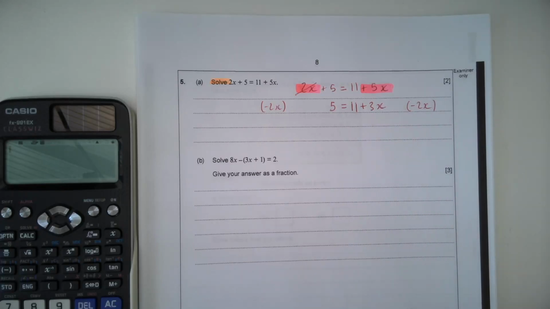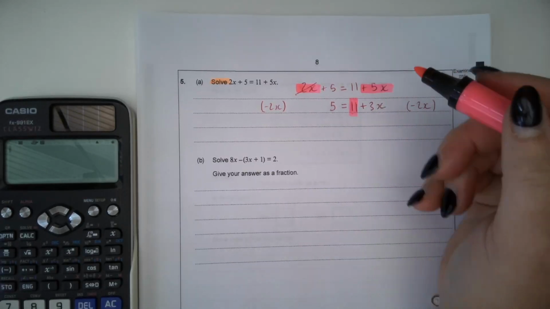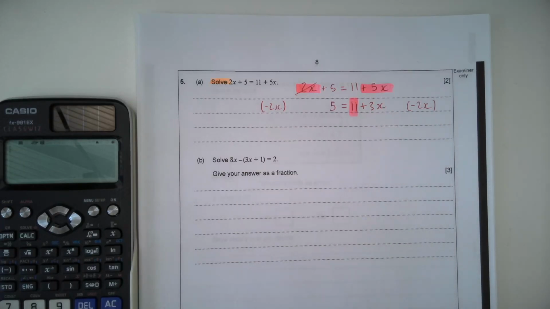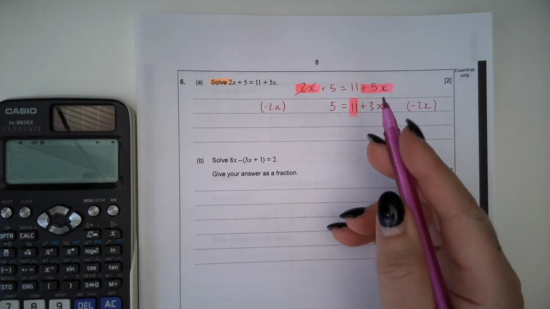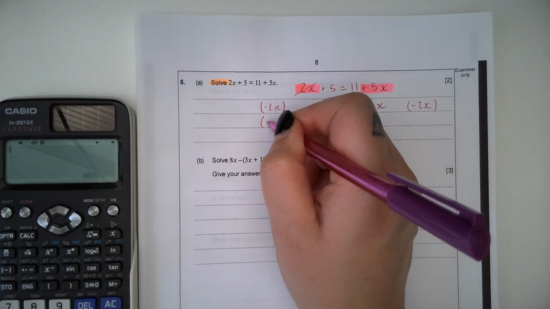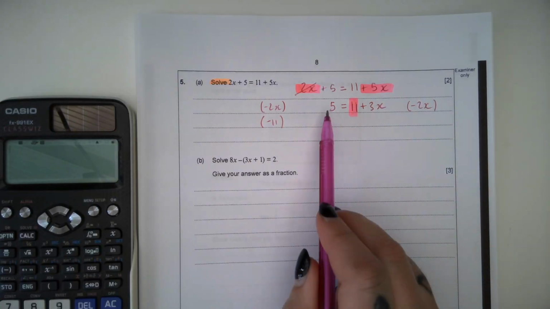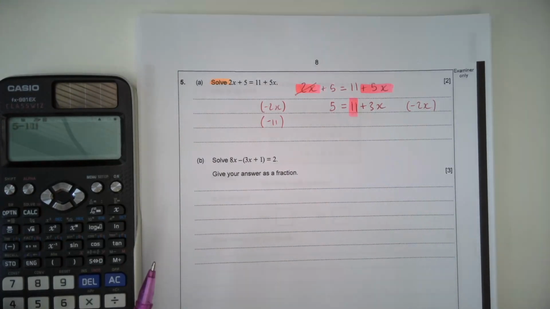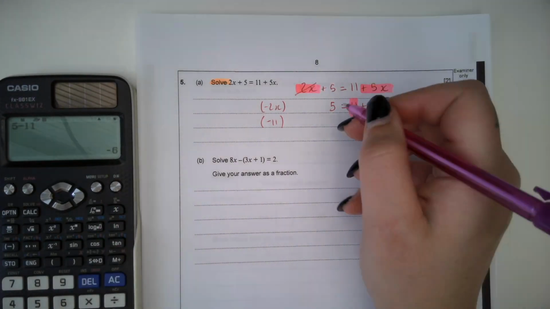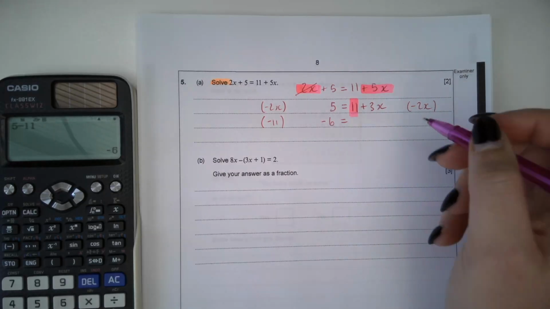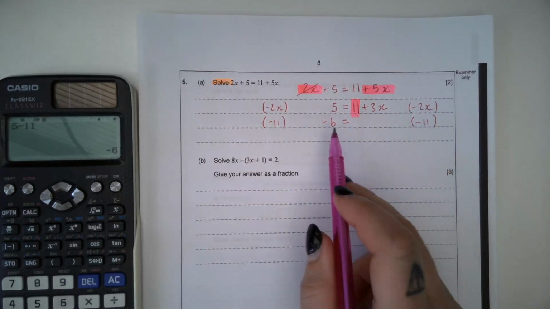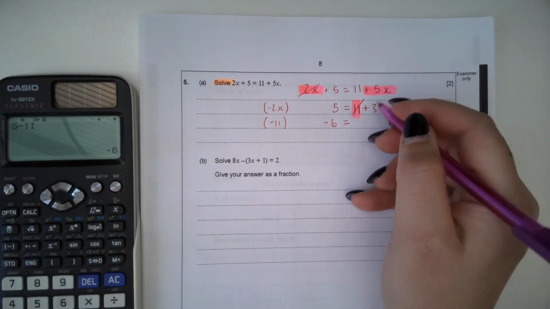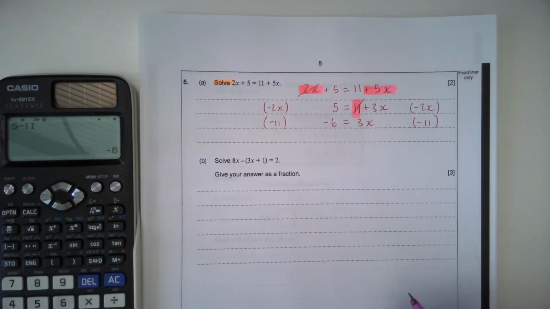So the next thing that I'm going to eliminate is the 11 on the right-hand side. Now I know that that's a positive 11, a plus 11, because there's no negative sign in front of it. So the inverse of adding 11 would be to subtract 11. So when I subtract 11 from the left-hand side, I'm doing 5 subtract 11. I'm going to do that on my calculator so that I don't miss out the fact that it's a negative solution. And then when I subtract 11 from the right-hand side, it cancels out the 11 and it leaves me with positive 3x. Now I've got a one-step equation.